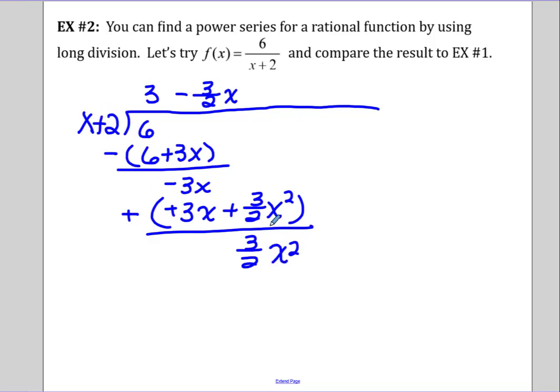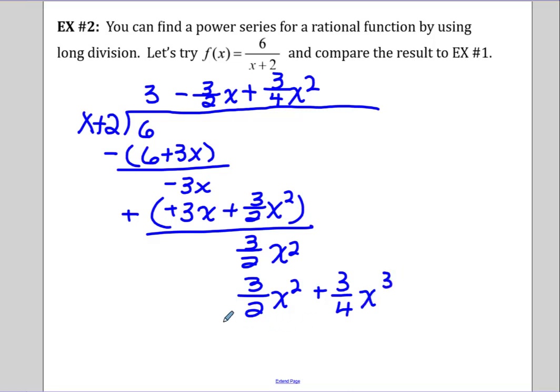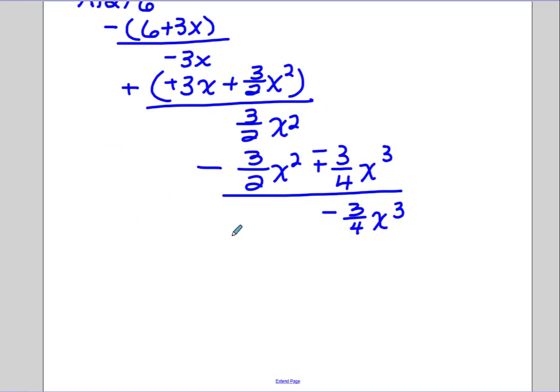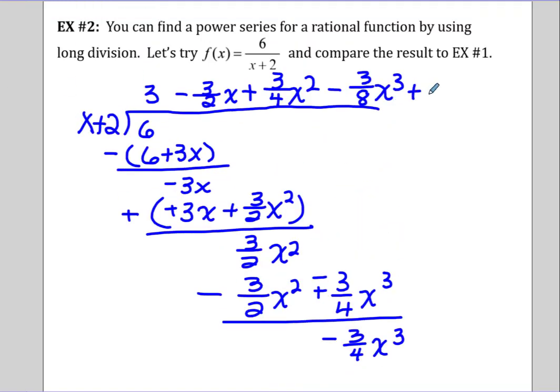And we want this to go away, so we need a positive 3 over 4x squared to make this become 3 over 2x squared, and then 3/4 x squared times x would give us 3/4 x cubed. Then subtracting that, we're going to get negative 3/4 x cubed, and then that term would need a negative 3 over 8x cubed.